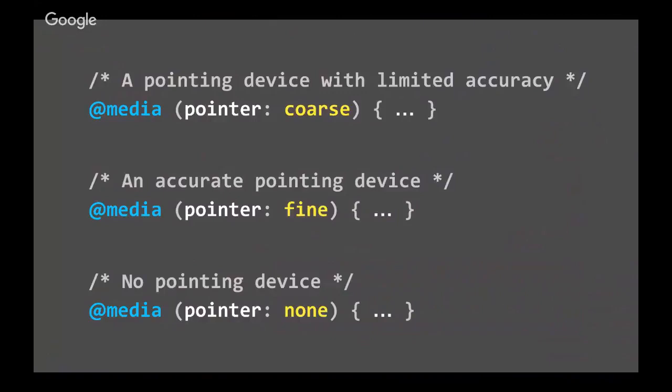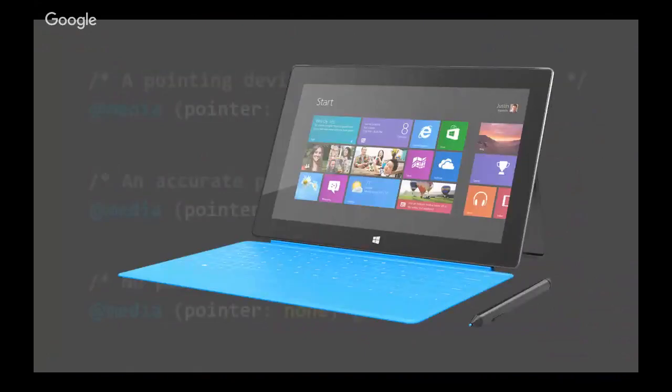So you have coarse, which is a pointing device with limited accuracy, fine, which is a very accurate pointing device, and none, and there's no pointing device present. It's important to note primary is the operative word here, since there are devices that can accept multiple forms of input. Here's a Microsoft Surface. It's a device with a touchscreen, a trackpad, a stylus, and a wireless mouse.